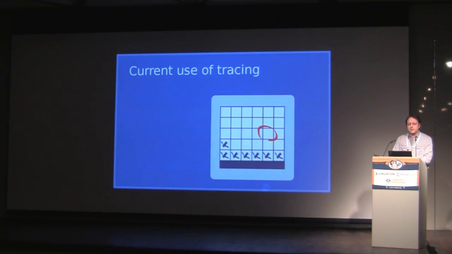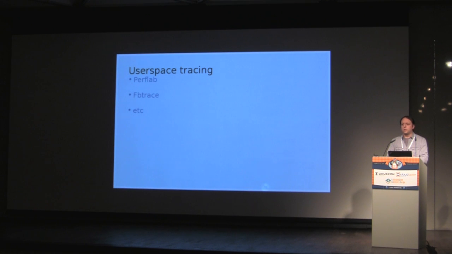Our current use of tracing. First part, we do some user space tracing. We have two main tools. The first one is Perflab, which lets us compare code, like doing some A-B testing: the old version, the new version, run some workload on it, and be able to decide whether the new code that we run is faster or slower.